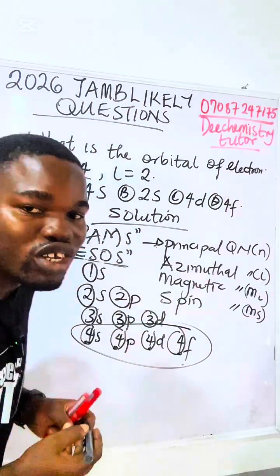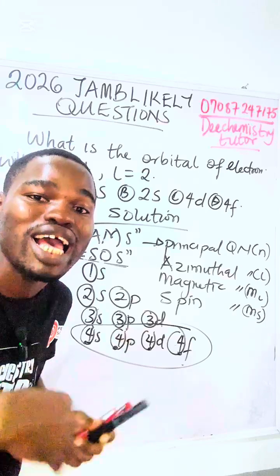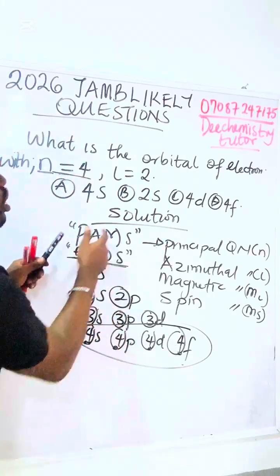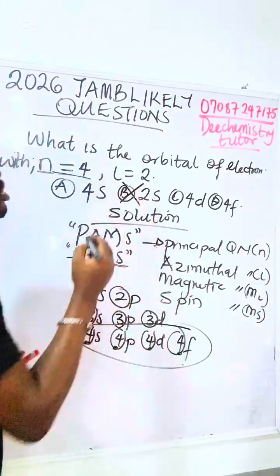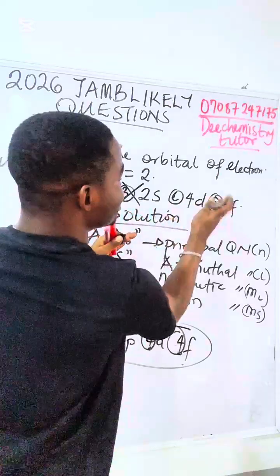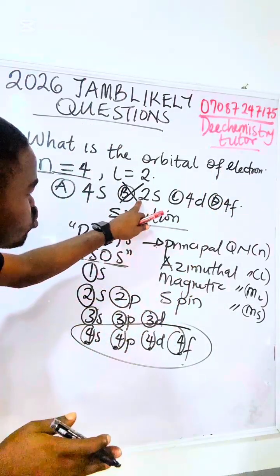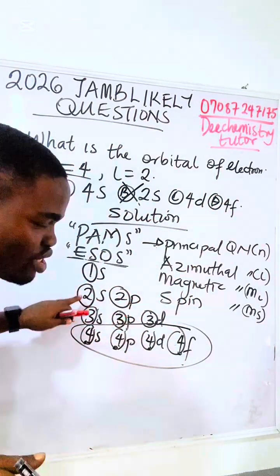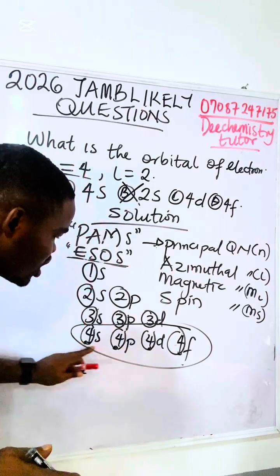That means there's a concept in the JAMB exam called the elimination concept. You already know that this one can never be the answer, so you are left with A, C, and D. Because this is 2, it is at this energy level, but the n equals 4 is at this one.